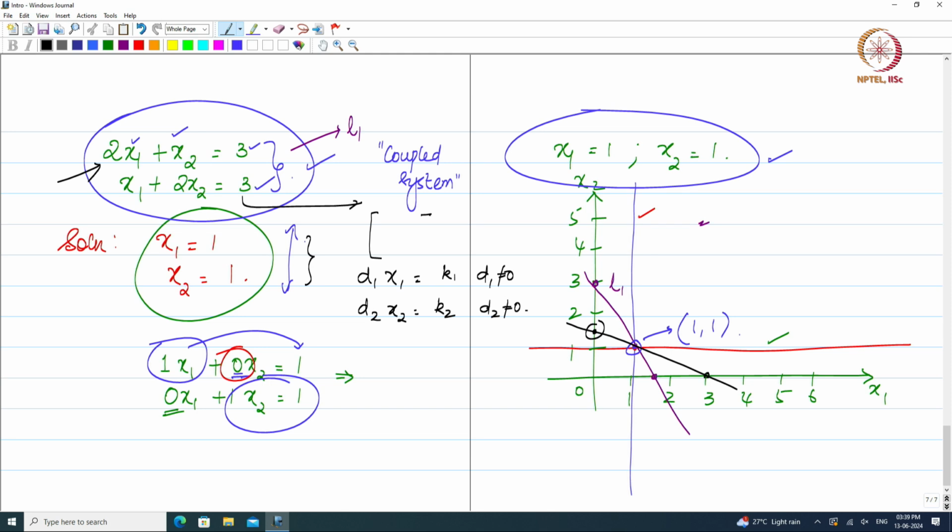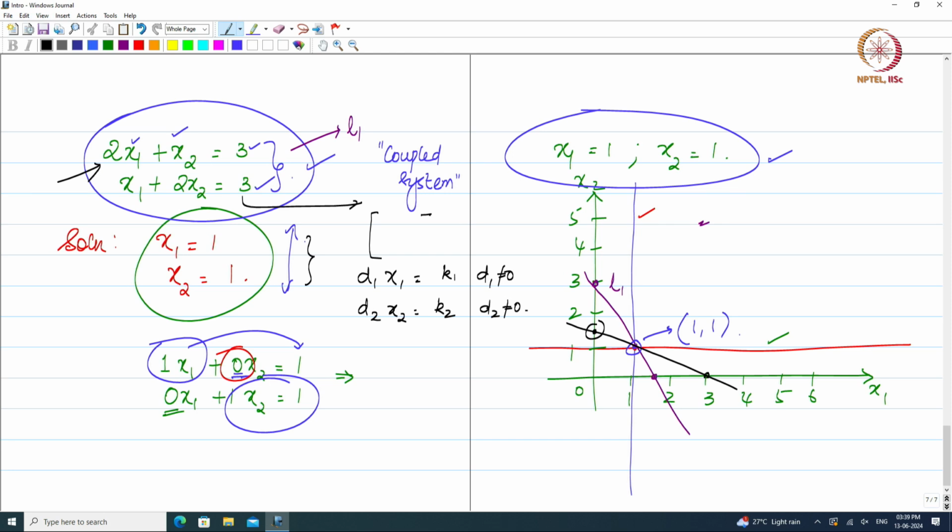Now what did we say? If we want to solve the system of equations, every equation has a contribution from both the variables, and therefore it corresponds to giving you one piece of the puzzle, and you need both the pieces of the puzzle to solve the system of equations. That is what we said.